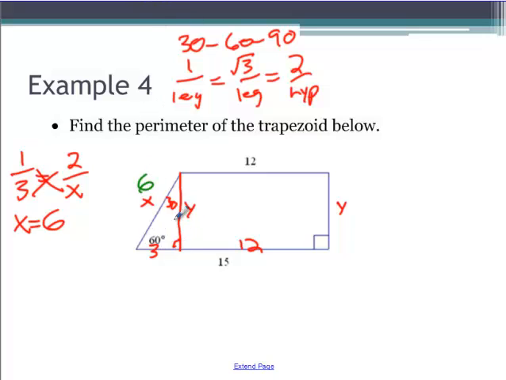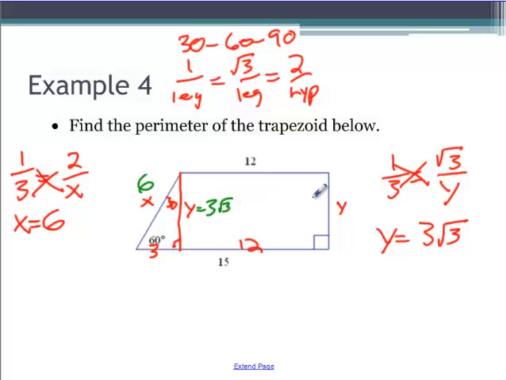Now let's go ahead and find y. Y is across from 60 degrees, 1 over 3 like we had before, but this time I'm going to use square root of 3 over y. Cross multiply, y equals 3 square root of 3, and we're already done with that. 3 square root of 3, and same over here as well.